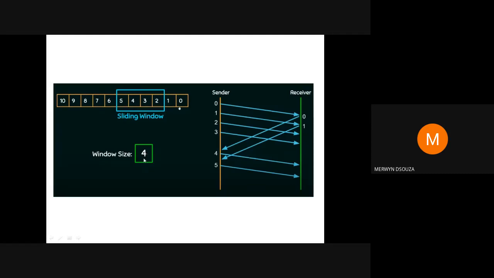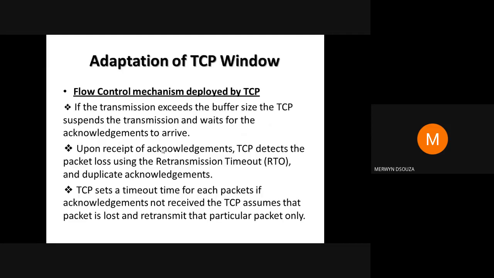Please remember, since the size is 4, it is happening with 4. If it was 6, then you would have to wait for 6 packets at a time. This is what we have previously learnt in your CN subject. So this is how it works. The moment the transmission exceeds the window size, the sender stops the transmission and waits for the acknowledgement to come. If the acknowledgements come, it will transmit the next packet.